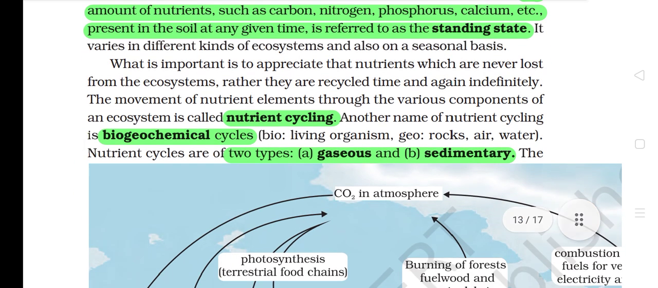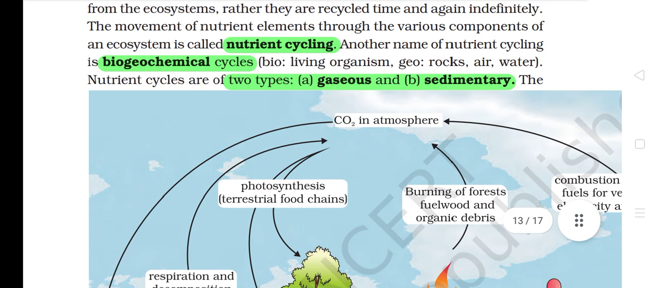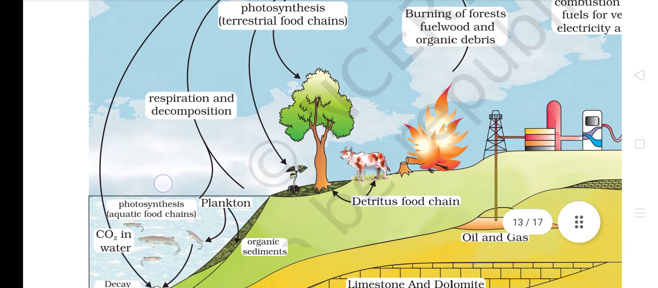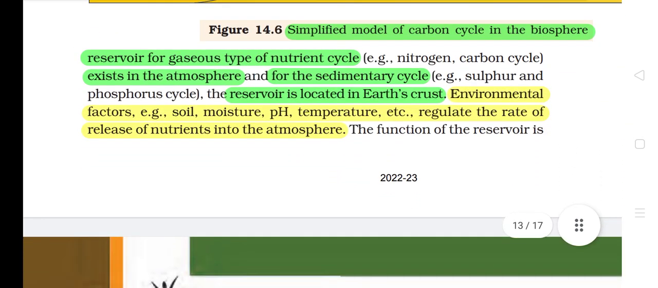What is important to appreciate is that nutrients are never lost from the ecosystems; rather they are recycled time and again, indefinitely. The movement of nutrient elements through the various components of an ecosystem is called nutrient cycling. Another name of nutrient cycling is biogeochemical cycles: bio, living organism; geo, rocks, air, water. Nutrient cycles are of two types, A. gaseous and B. sedimentary. The reservoir for the gaseous type of nutrient cycle, for example nitrogen and carbon cycle, exists in the atmosphere, and for the sedimentary cycle, for example sulfur and phosphorus cycle, the reservoir is located in Earth's crust.